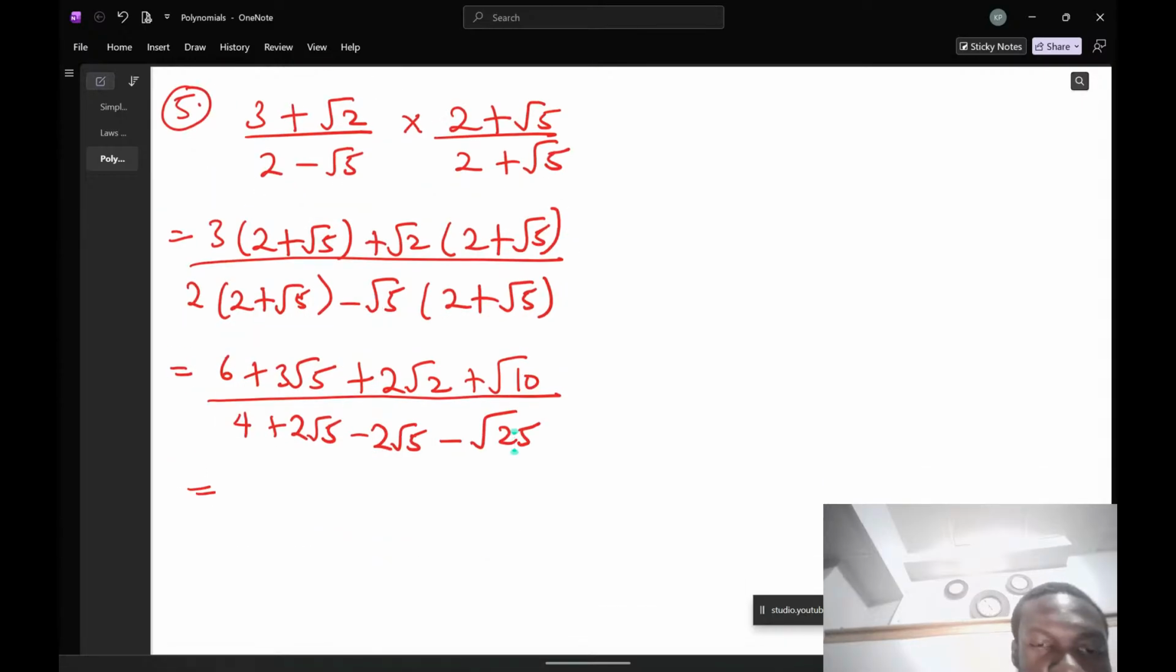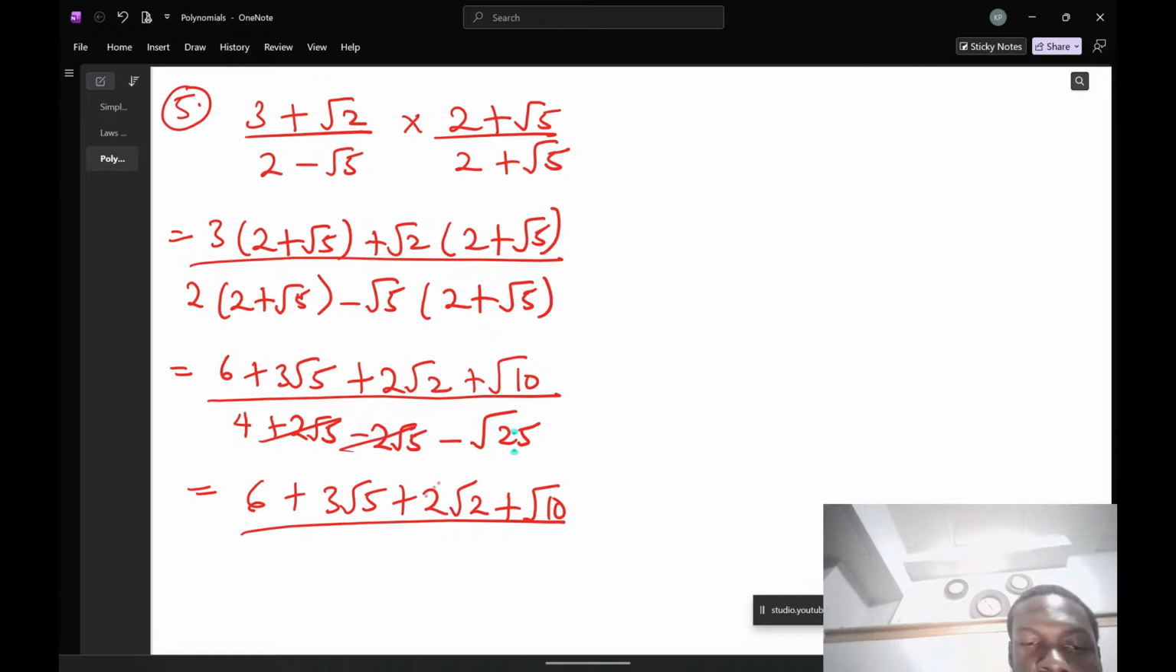So in this case we have 6 plus 3 root 5. There's no one here that has the same root, so all of them stay in. So now we can write 6 plus 3 root 5 plus 2 root 2 plus root 10, all over, 2 root 5 we cancel minus 2 root 5. Now before minus root 25, the square root of 25 is 5.